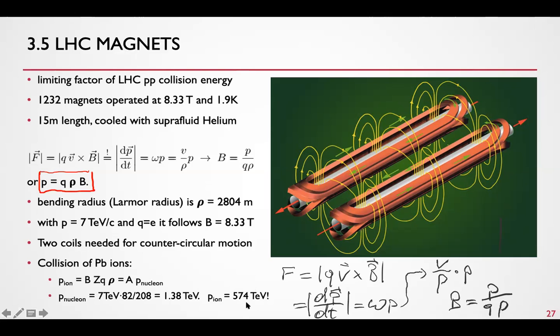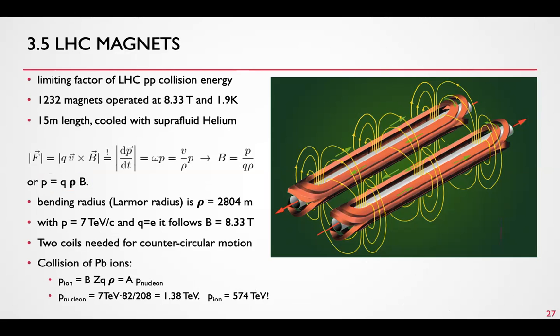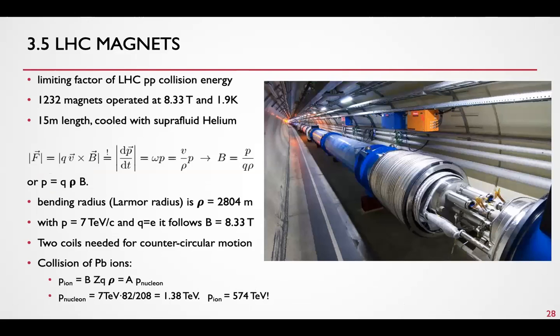It's just a big object. That's why it has so much energy, okay? So that's a quantitative example of what happens in ion collisions. We're not going to talk a lot about ion collisions, but it is worthwhile to think about what's happening.